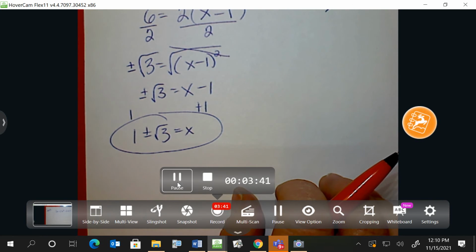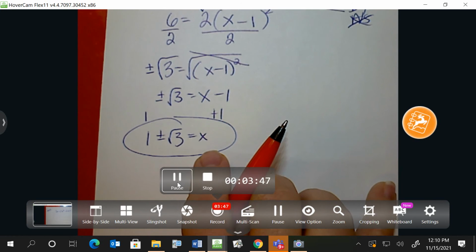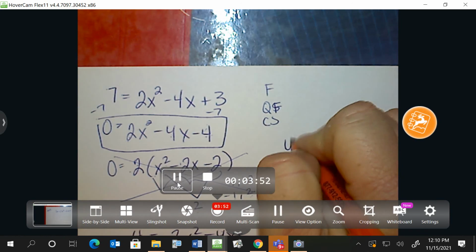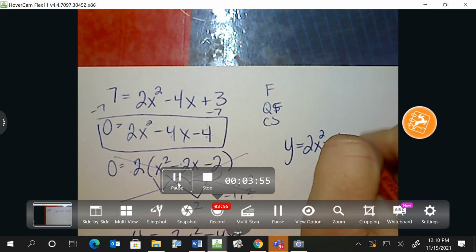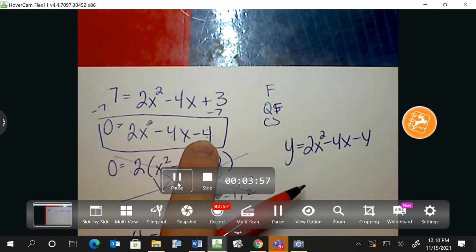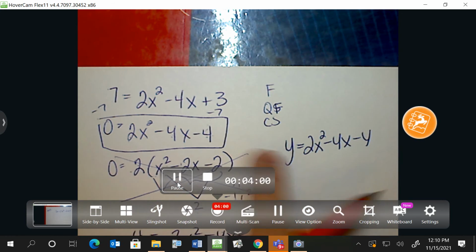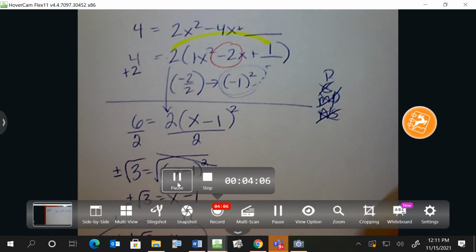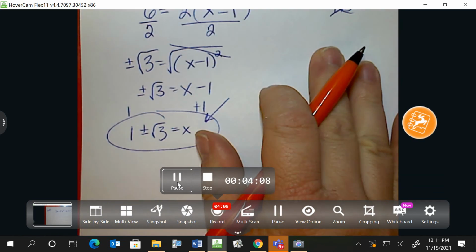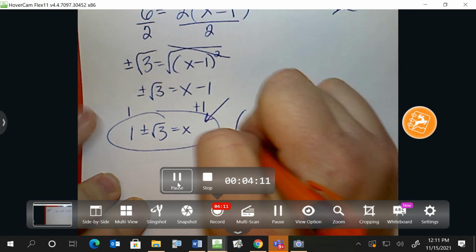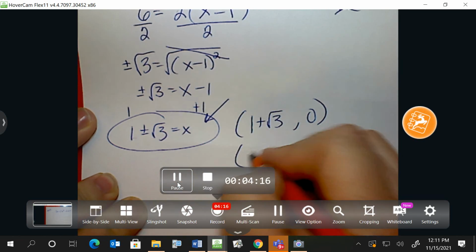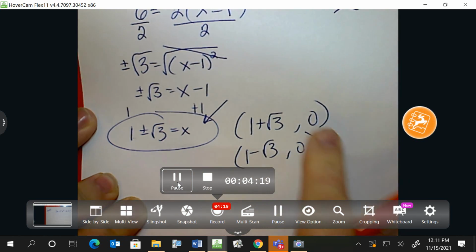There's no i involved. So how can you verify that this is correct? The easiest way to verify this is correct, and I will show this to students in class, is I'm going to come back up here to where it says 0, and if you could all write down y equals 2x squared minus 4x minus 4. So it's when it's equal to 0. I'm going to replace the 0 with the y and graph this. And I'm going to see, are the two x-intercepts exactly 1 plus the square root of 3, that's one x-intercept, or one solution, and 1 minus the square root of 3. That's what I'm going to check right now.